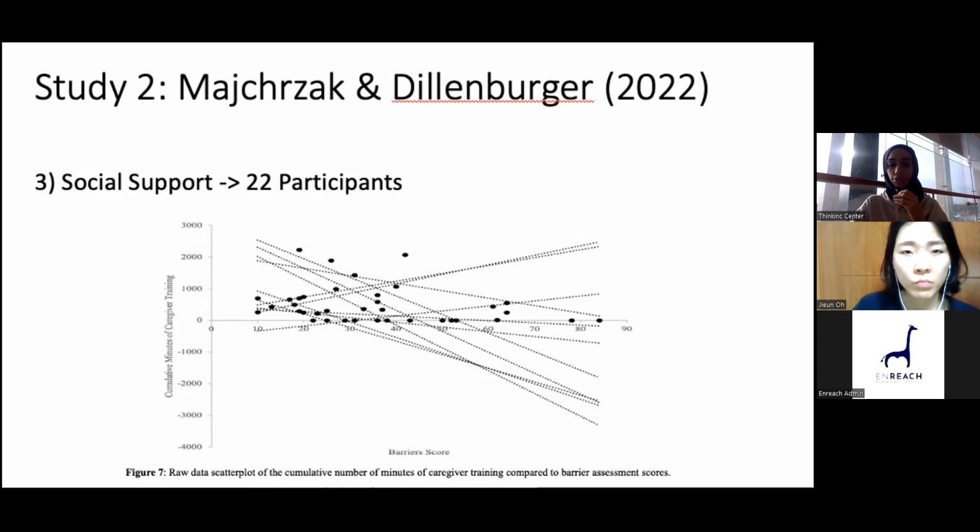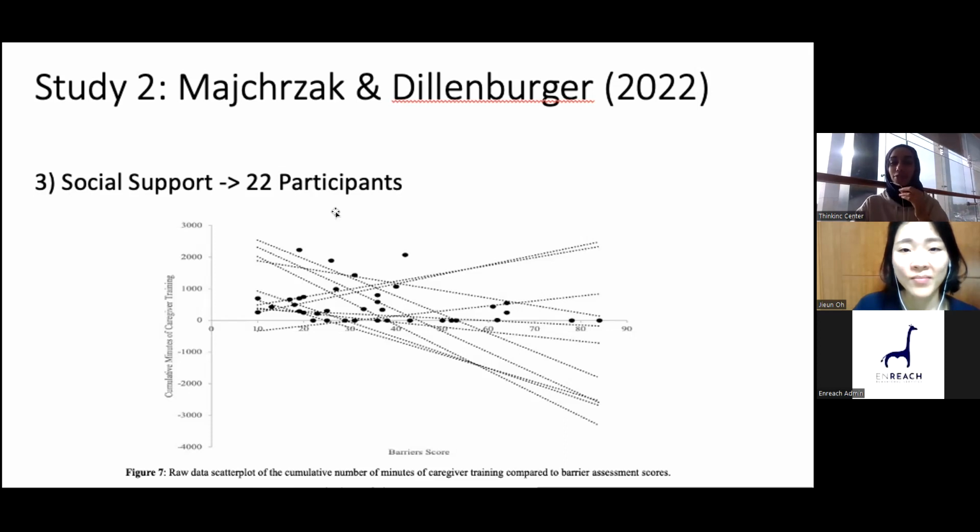So in this part of the study, they examined the impact of caregiver support on the acquisition of 22 children and the reduction of the barrier. Okay, so let me clarify. I feel like it's not making sense.